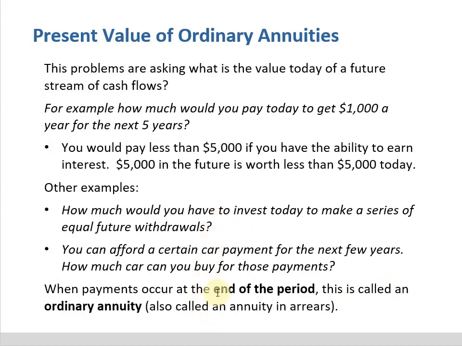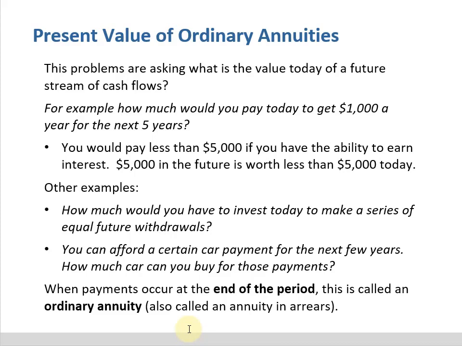Now let's consider present value of ordinary annuity situations. This type of problem is asking, what's the value today of a stream of cash flows in the future? For example, how much would you pay today to get $1,000 a year for the next 5 years? Well, you know you would pay less than $5,000 because you have the ability to earn interest. $5,000 in the future is worth less than $5,000 today.